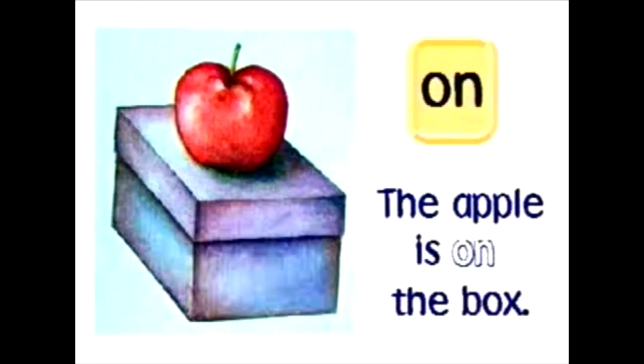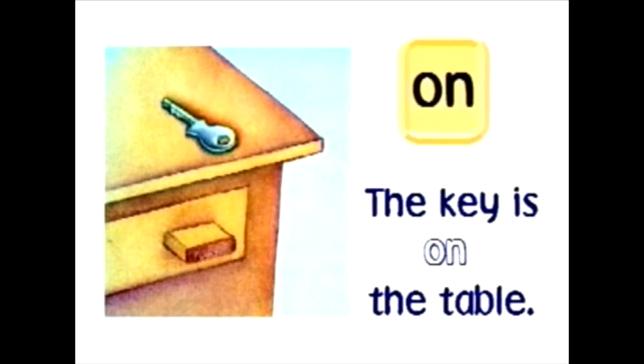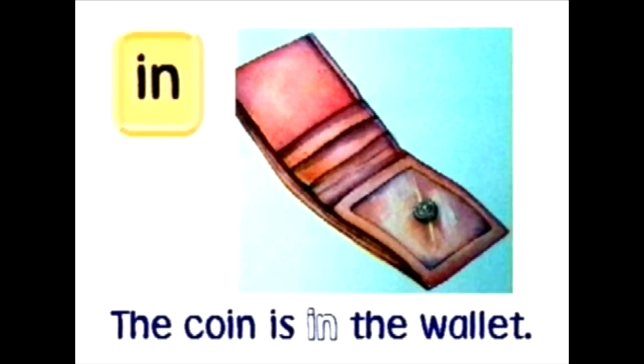Now let's use on and in. The apple is on the box. The apple is in the box. The key is on the table. The key is in the table. The coin is on the wallet. The coin is in the wallet.